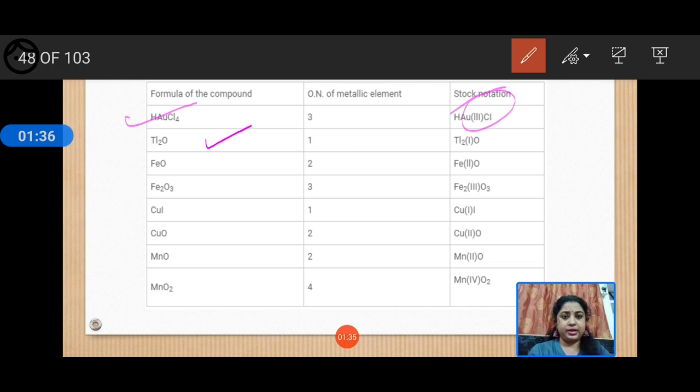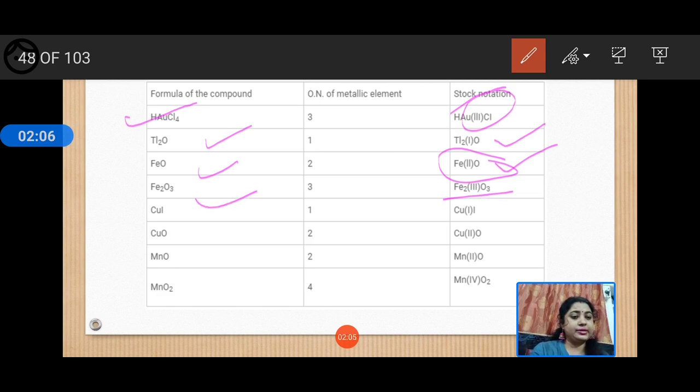Next is Ti2O. So titanium here is in plus 1 oxidation state. FeO, this shows now how you will identify whether this iron is in plus 2 or plus 3 oxidation state. You have to show it by this formula. Here iron in parentheses II, and oxygen. Fe2O3, here iron is in plus 3 oxidation state.